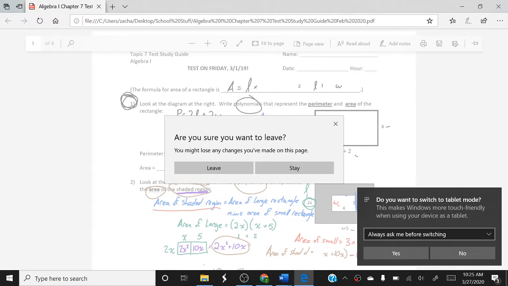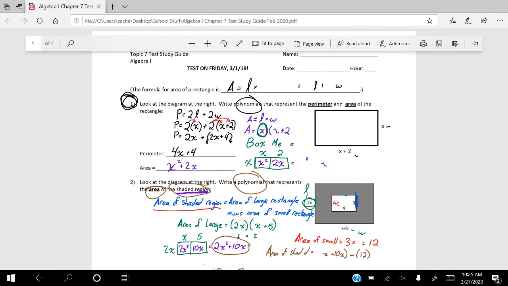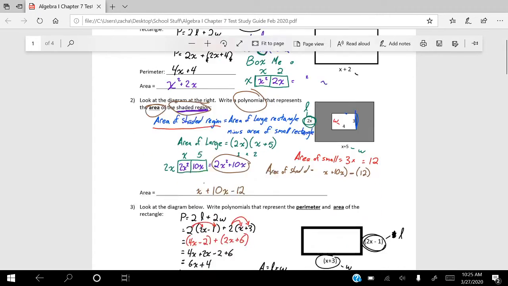And today, what we're going to be doing, sorry if this is all going a little bit hectic here, is going through the rest of the Chapter 7 study guide. So, we're going to go ahead and start now.